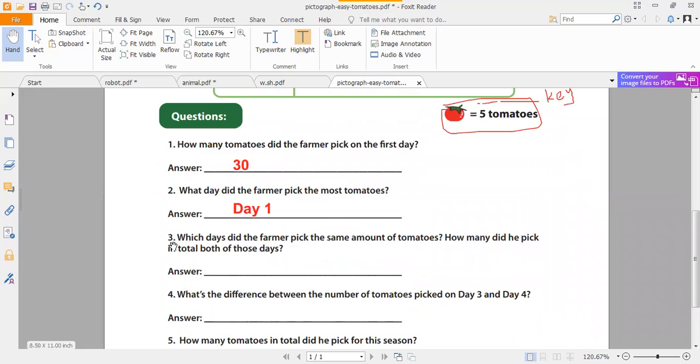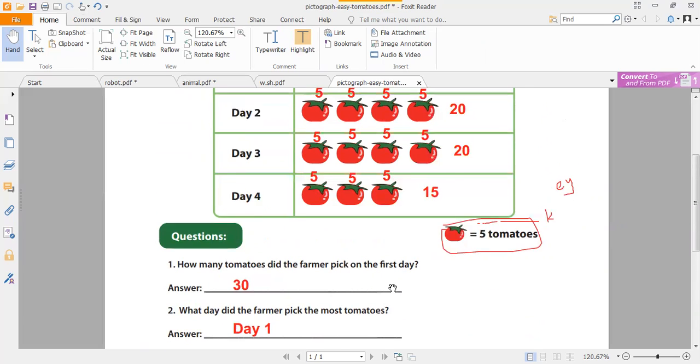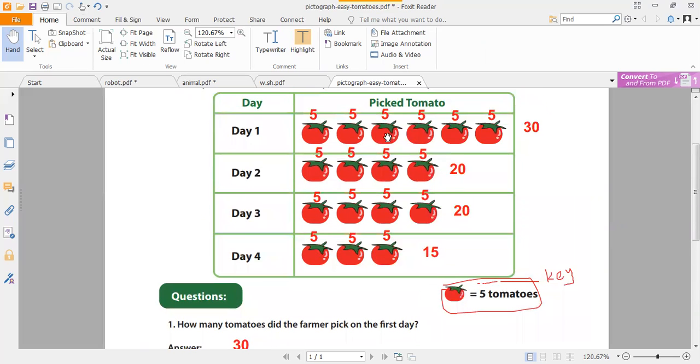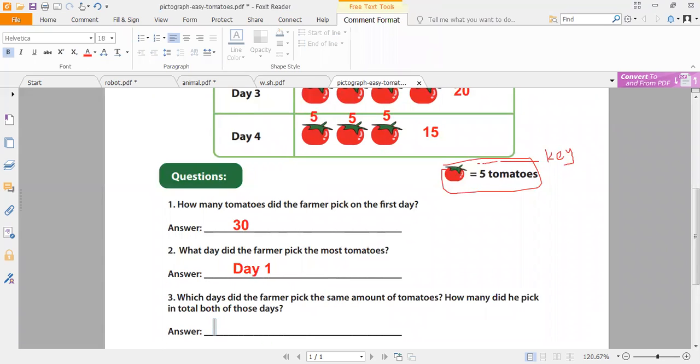Question 3. Which days did the farmer pick the same amount of tomatoes? Which days did the farmer pick the same amount of tomatoes, the same number of tomatoes? In which days? Yeah, he picked in day 2 20 tomatoes, and he picked in day 3 also 20 tomatoes. Okay? In day 2 and day 3.